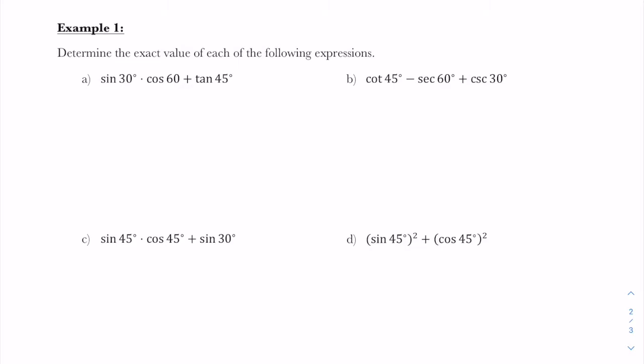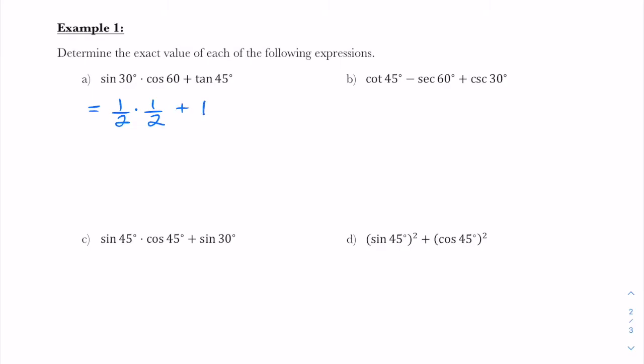Let's get started. We have sine of 30 degrees multiplied by cosine of 60 degrees plus the tangent of 45 degrees. So for problems like this, we use our special triangles. Sine of 30 degrees is exactly a half. Cosine of 60 degrees is exactly a half. And tan of 45 degrees is exactly 1.